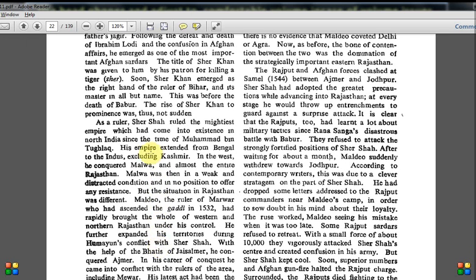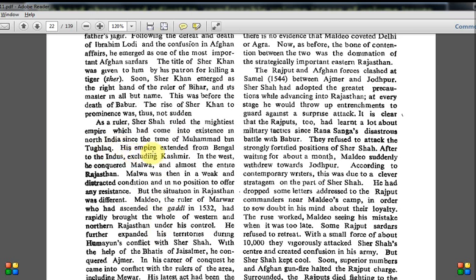As a ruler, Sher Shah ruled the mightiest empire which had come into existence in North India since the time of Muhammad bin Tughlaq. Muhammad bin Tughlaq was in the Tughlaq dynasty of the Delhi Sultanate, which came after the slave dynasty and Khilji dynasty. That time he had a great empire. Even though Muhammad bin Tughlaq is known for a lot of blunders, he was still one of the greatest rulers who had great empires.